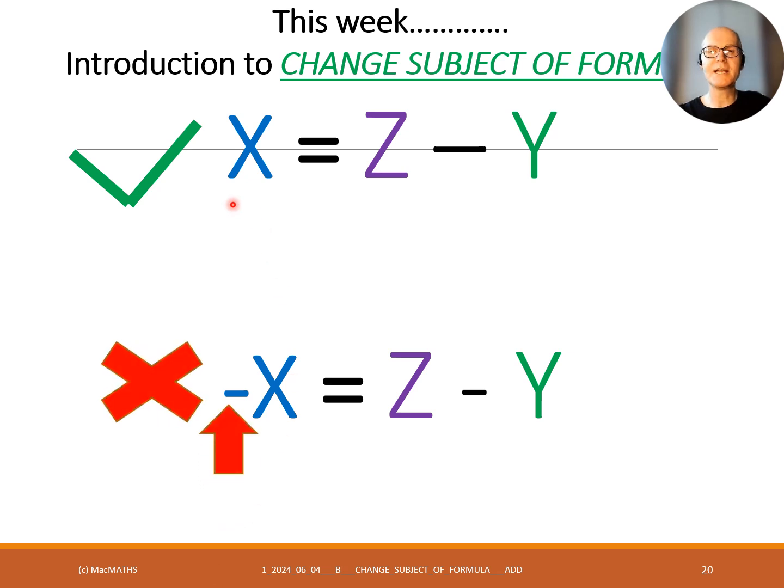You must always have your subject being a positive. Obviously, we don't actually put the positive sign in front of our subject, but the important thing is it mustn't have a negative. When you've rearranged your formula to change your subject, it cannot be negative. You can't leave it as a negative.